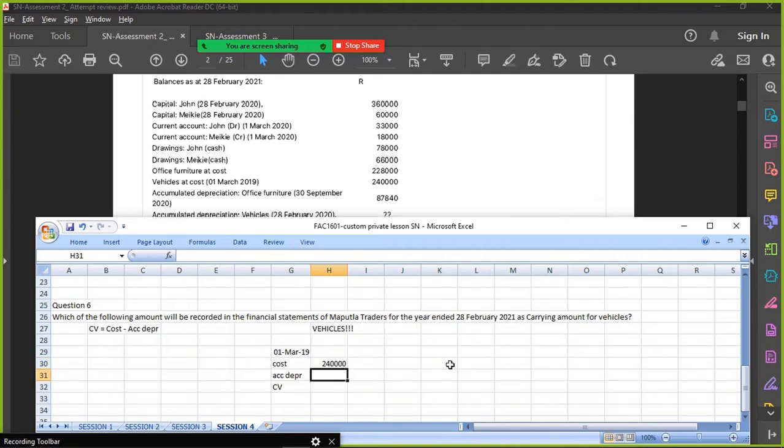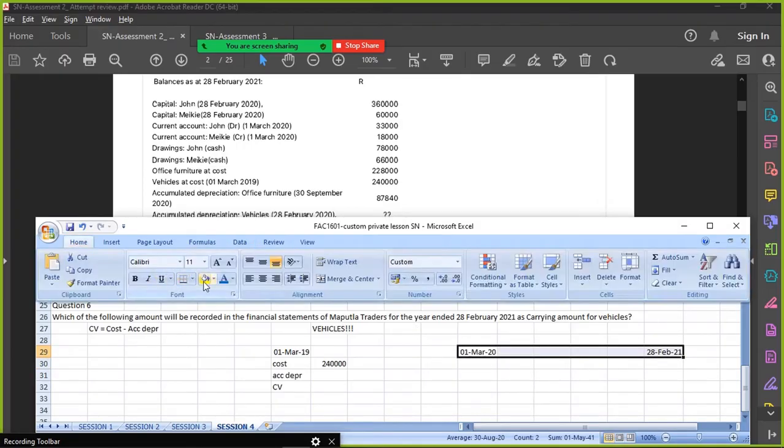Okay, then obviously we need to look at the financial year. So the year that we're in is 2021, so it would have started in March 2020. Okay, and then the current year end is 28 Feb 2021. So this is the financial year.